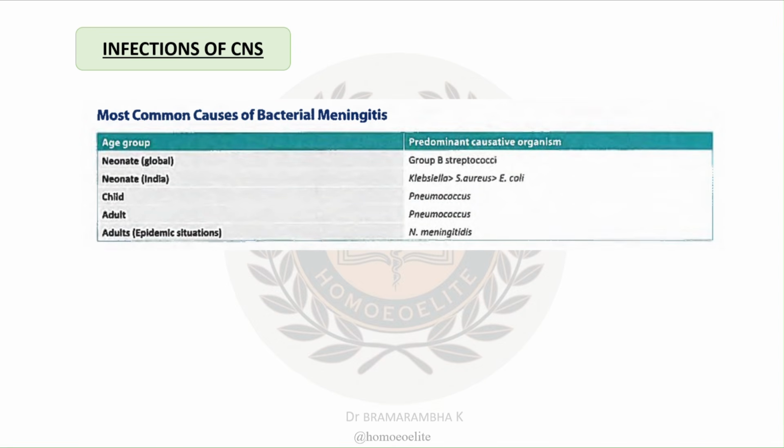So the most common causes of bacterial meningitis. In the neonatal period, you can see more of group B streptococci. Globally, neonates can be affected by group B streptococci, whereas in India you have mainly Klebsiella, followed by Staphylococcus aureus, and lastly E. coli. In children you have pneumococcus. Adults, again pneumococcus. Adults in epidemic situations, you have meningococcus.